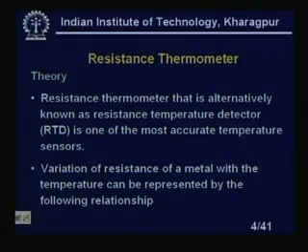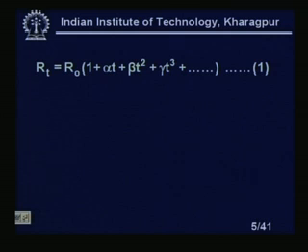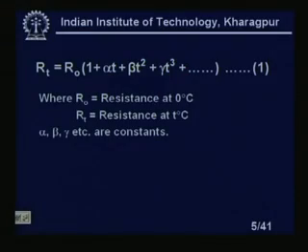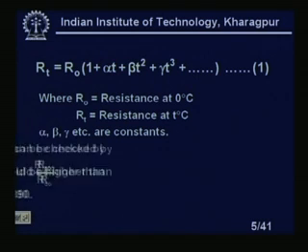The variation of resistance of a metal with temperature can be represented by the following relationship. It is RT equal to R naught times (1 plus alpha T plus beta T square plus gamma T cube plus so on). This is equation number 1 of resistance thermometry, the basic equation, where R naught is the resistance at 0 degree centigrade, RT is the resistance at T degree centigrade, and alpha, beta, gamma etc. are constants.